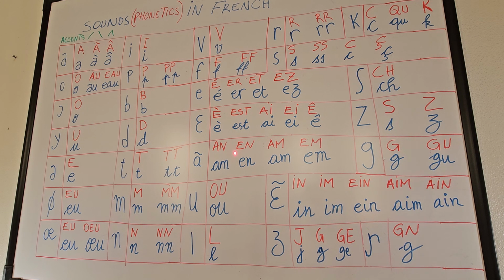Right. We have the sounds. That's how you spell the phonetic. Okay, we got 4 different spellings of the sound you know. So we have an, which is still the same, we have en, which is still the same, we have am, which is still the same, we have em, which is still the same.